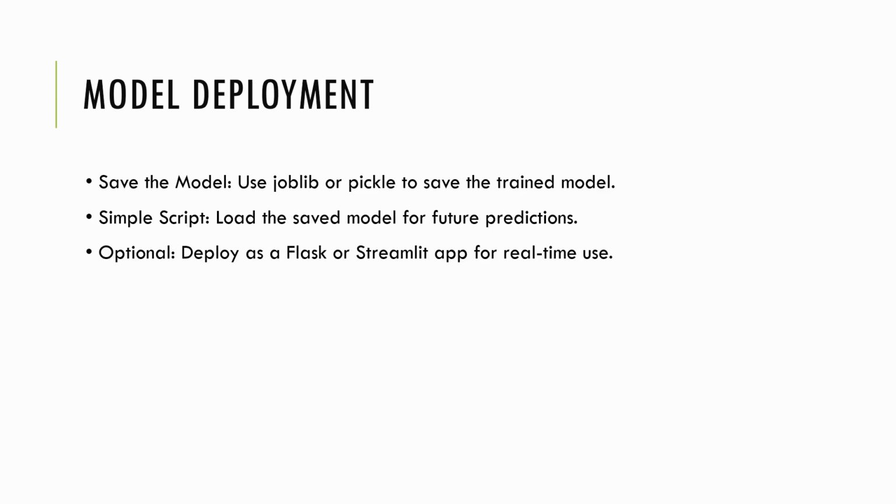Once we have trained and evaluated the model, we need to deploy it. We will save the trained model using Python's joblib or pickle, which will allow us to reuse it in the future. Optionally, we can create a simple app using Flask or Streamlit to make real-time predictions on new data.